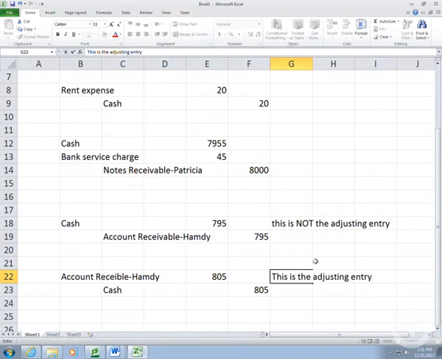So this was the original entry, and so I have to fix the original entry.